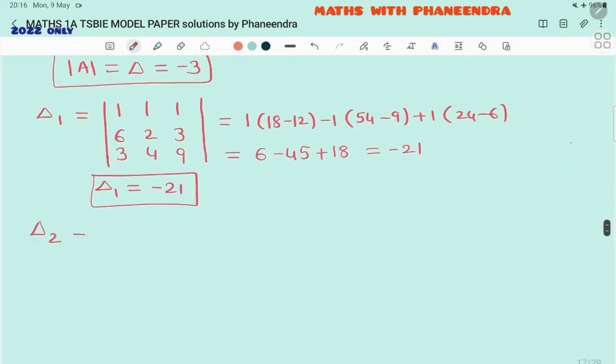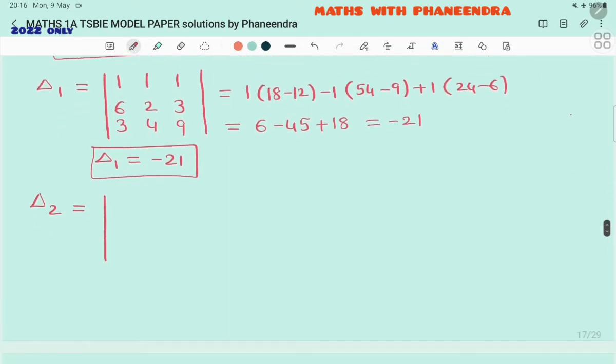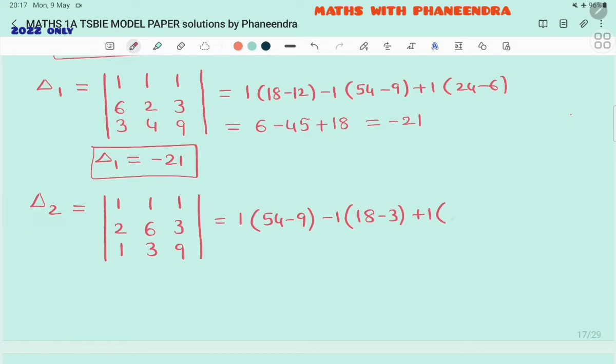Delta 2 is equal to: first column as it is, 1 2 1. Second column was replaced with constant matrix D, 1 6 3. Third column as it is, 1 3 9. Now find out the determinant: 1 into 54 minus 9, minus 1 into 18 minus 3, plus 1 into 6 minus 6.